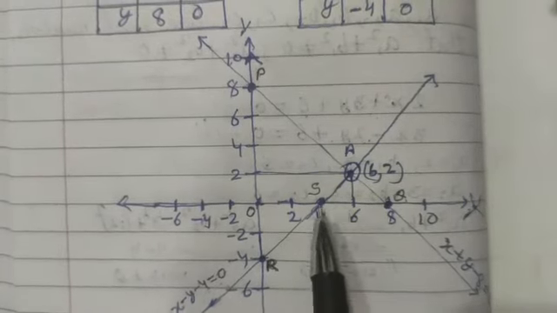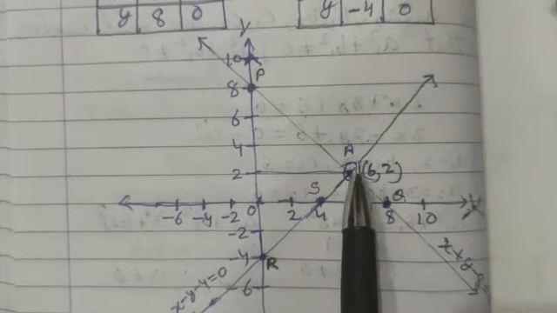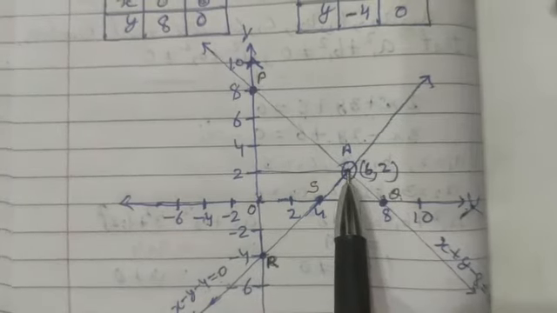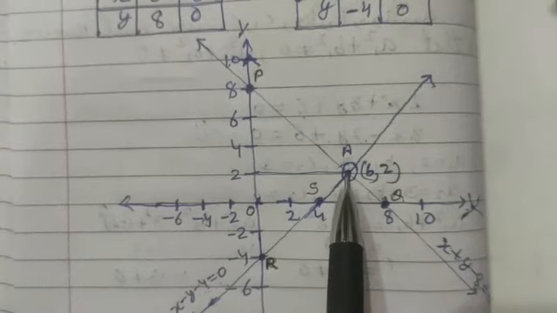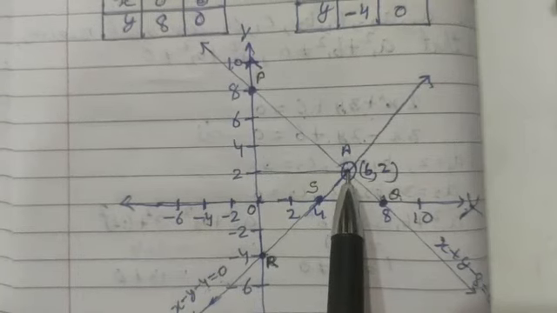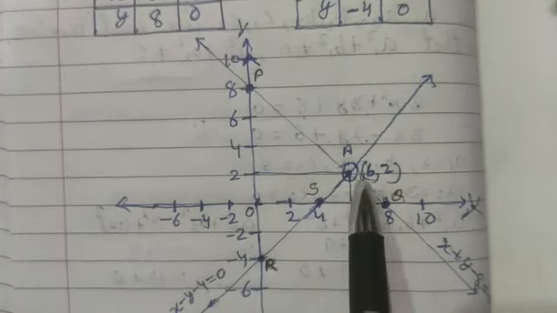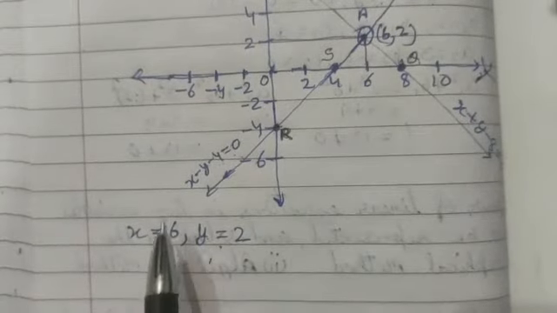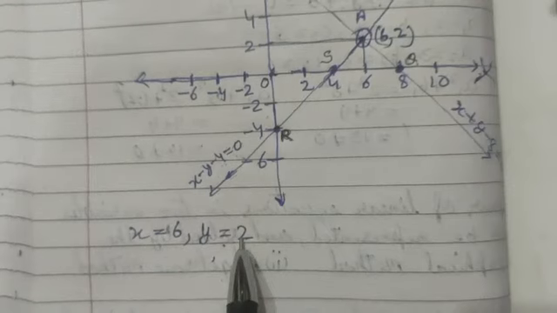Now as we see here, these two lines intersect at a point. If the lines intersect at a point, then that point gives us the solution of the equations. Now these two lines intersect at point A, and at point A value of x is 6 and value of y is 2. That means this point A is 6, 2, and this will be the solution of the equation, that is x equal to 6 and y equal to 2, which will satisfy both the equations.